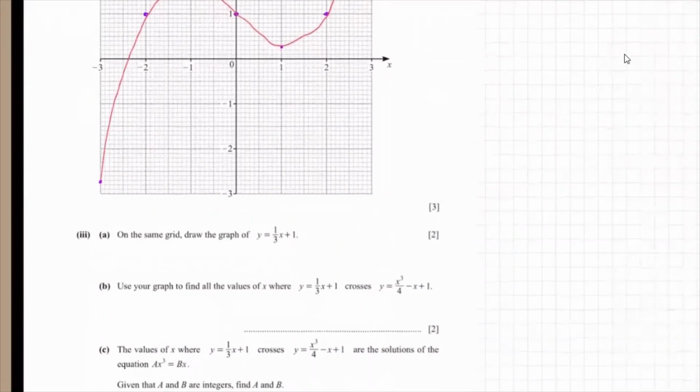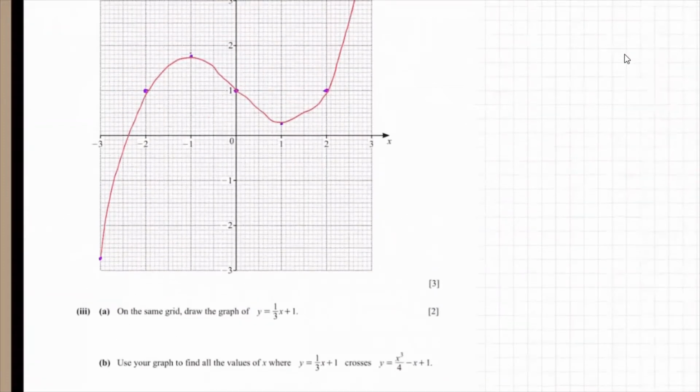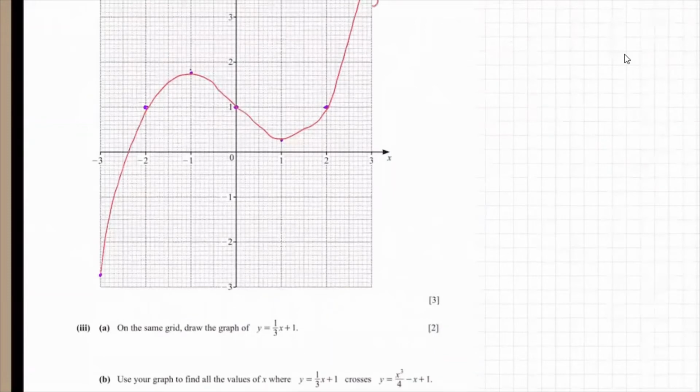The next part says, on the same grid, draw the graph of y equals 1 over 3 x plus 1. Now you need to be very smart over here. But even if you think you cannot do it like that, then there's one more option. What you can do is just make a table, take some values of x and y and plot it. Otherwise, if you think that you can be smart, you can follow what I'm doing over here.